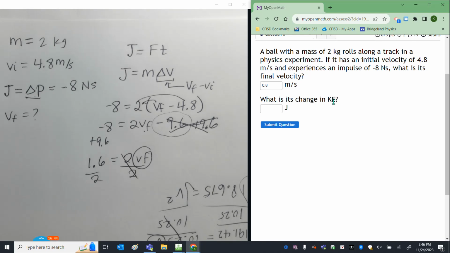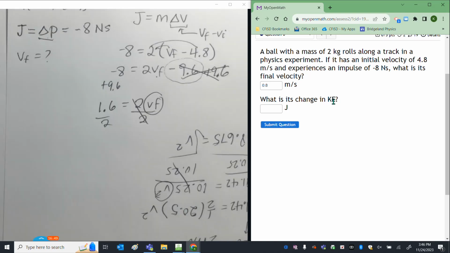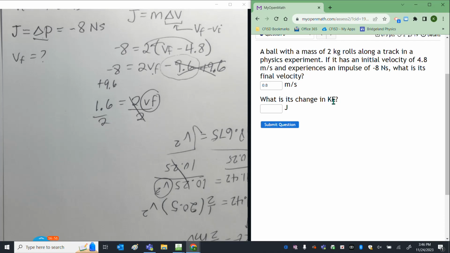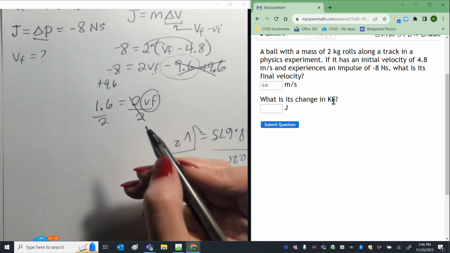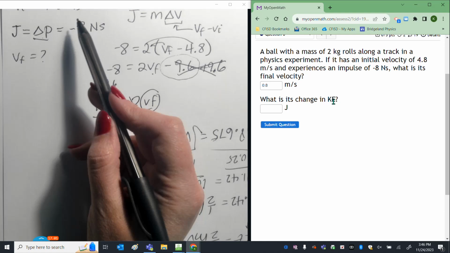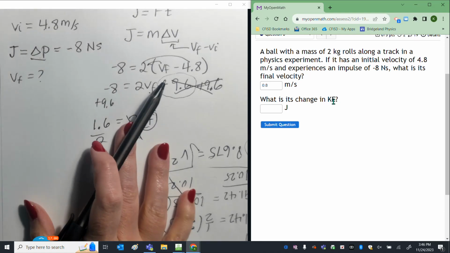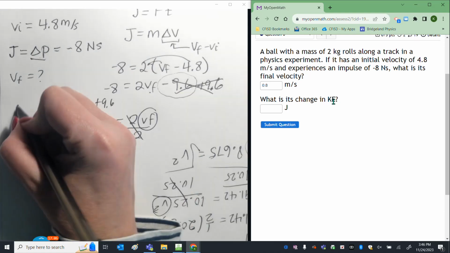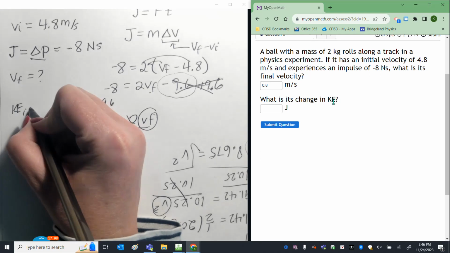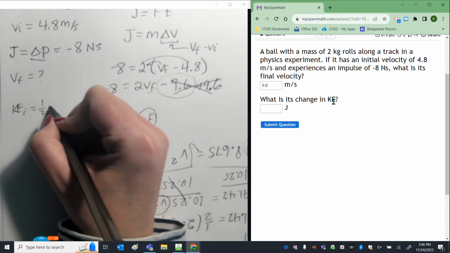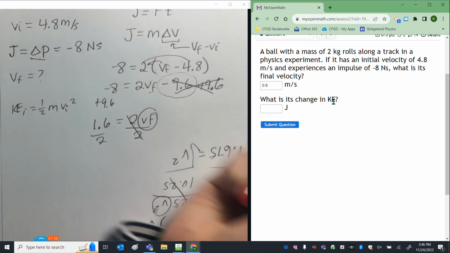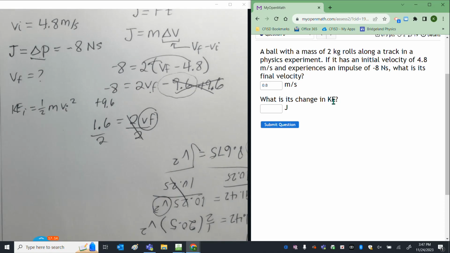What is its change in kinetic energy? Okay, so change in kinetic energy, we can solve for the initial kinetic energy, we can solve for the final kinetic energy, and we can find the change that way. Okay, so the initial velocity is 4.8. The mass was 2. So I can find my KE initial is 1/2 mass times velocity initial squared, and then we'll do the same thing for KE final.